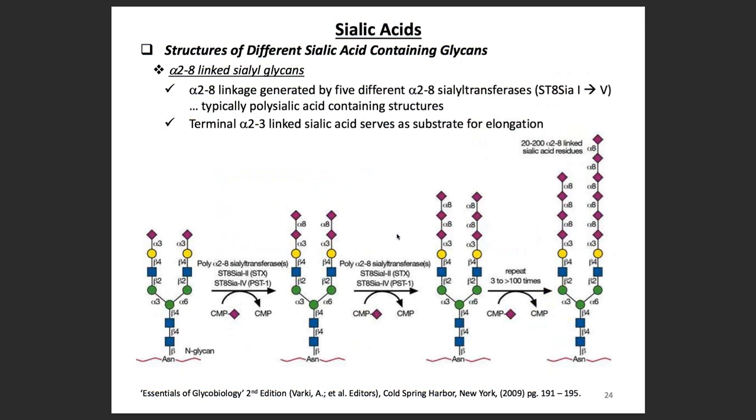Now here it happens that when the linkage is alpha 2-8, then you can actually have multiple sialic acid chains that keep building, and you actually have polysialic acid structure that is generated. In our body, these structures are localized at specific sites, and therefore there is a recognition element that also comes into play. Okay, so it's not just one sialic acid. You can actually have multiple sialic acids. And this, once again, is generated by several different types of enzymes, which are expressed in a spatiotemporal manner.